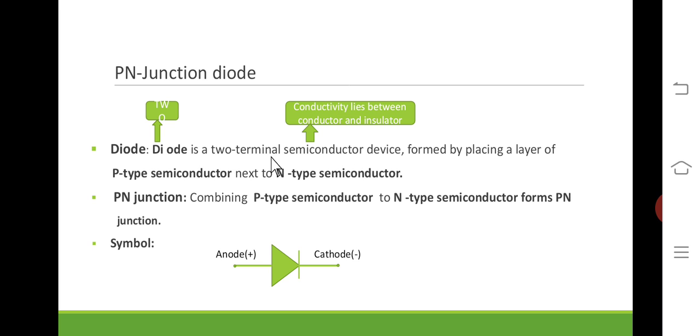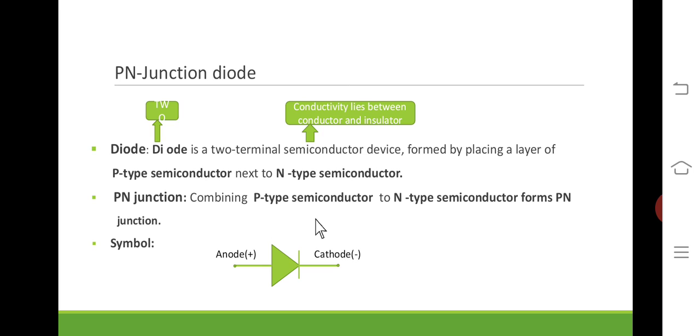Why is it called a semiconductor device? Because it is made up of two semiconductor materials, so that is why it is called a semiconductor device. Here you know what the P and N type semiconductors are. That is why the PN junction diode is called a two-terminal semiconductor device.